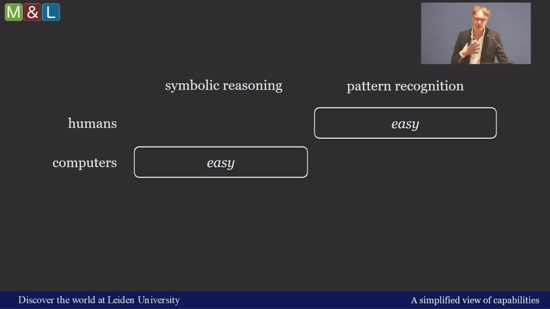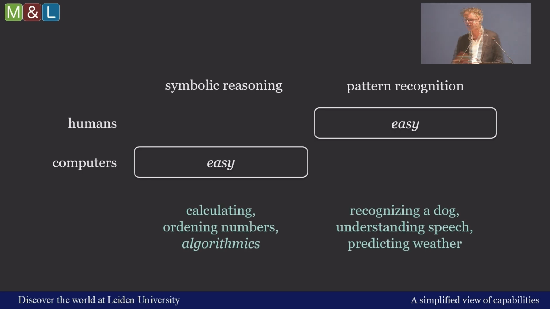So this is my simplified view of what machines and humans find easy. What machines find easy, traditionally, is symbolic reasoning. What humans find easy is something that I'd like to call pattern recognition. Now, what are these things? Well, for example, symbolic reasoning is doing calculations, or ordering numbers, algorithms, things that we as humans are not actually that good at. You need a strong working memory for that. You need speed for that, things we don't have.